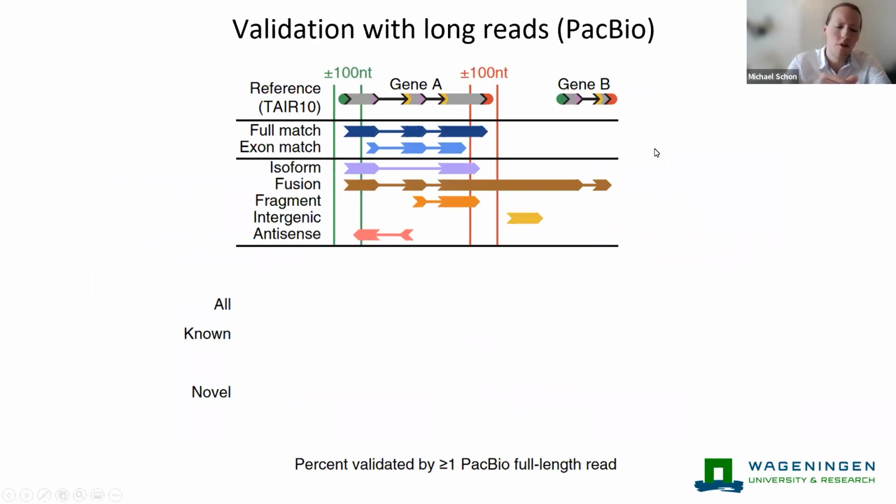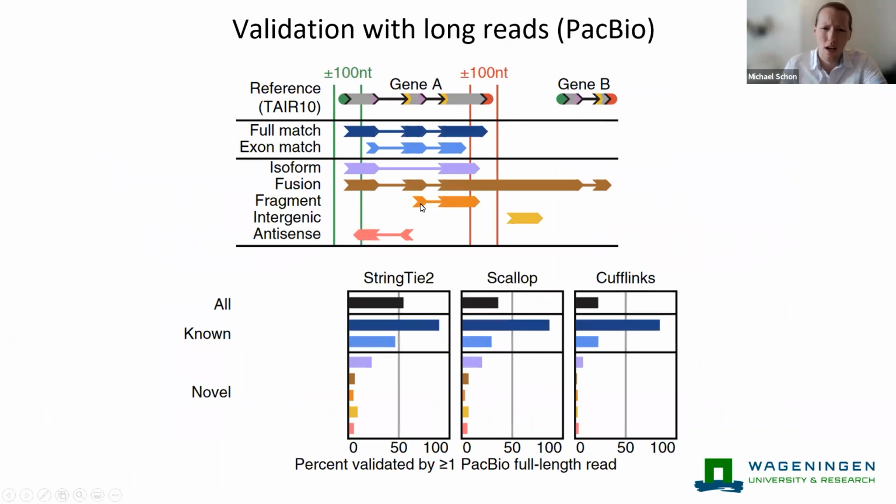And I also wanted to directly compare these results to long-read sequencing, because we know that with, for example, PacBio, you sequence the molecule from end to end. And so you can look at how well the full exon chain is reconstructed. Notice here the "all" bar is the number of assemblies in each method that had at least one PacBio read fully supporting it, so from end to end and all of the splice junctions.